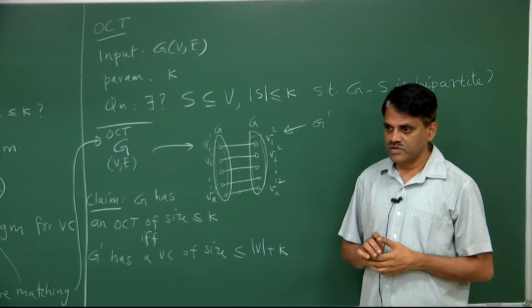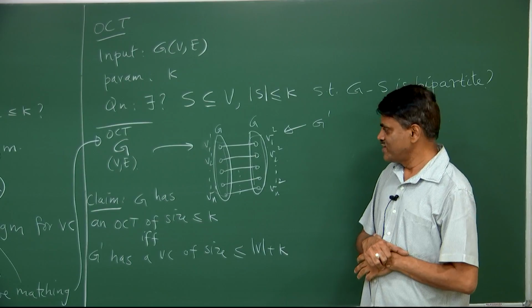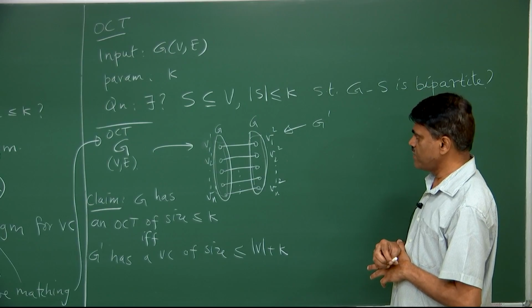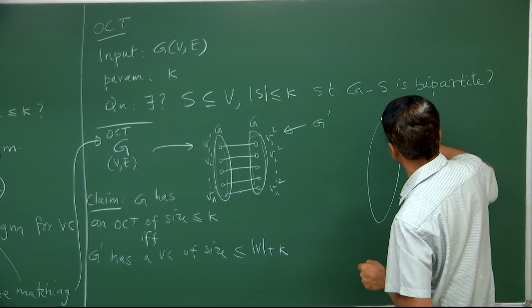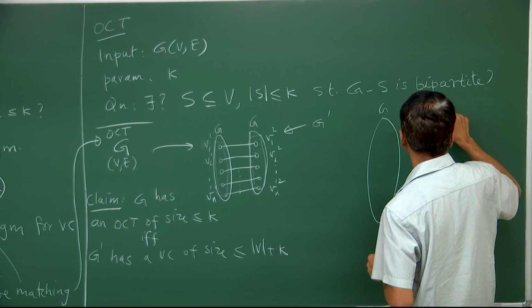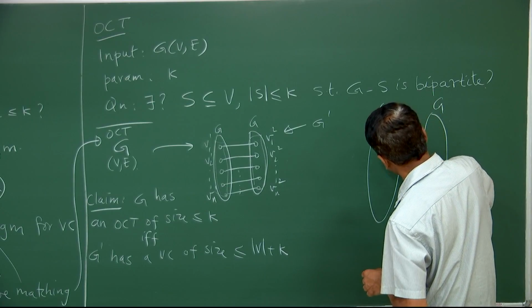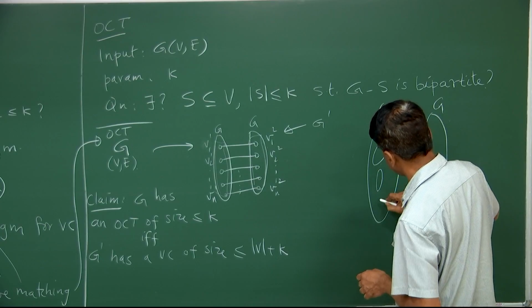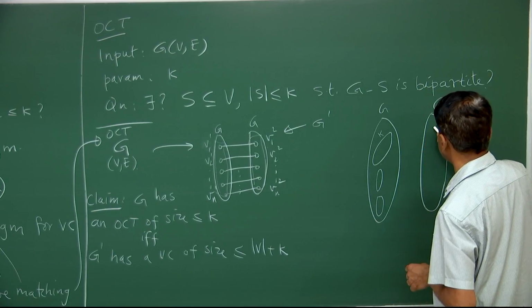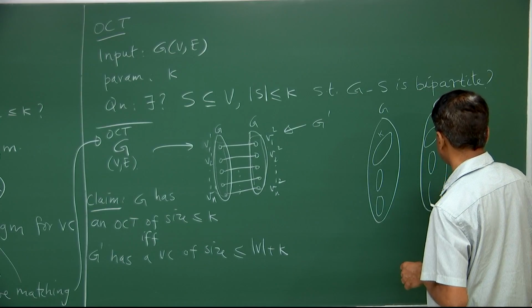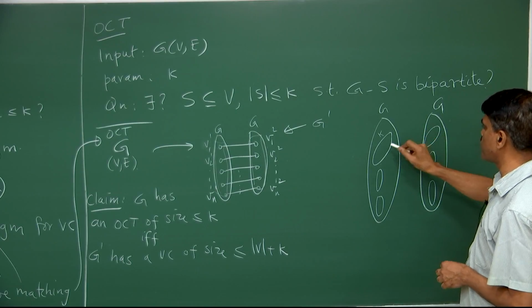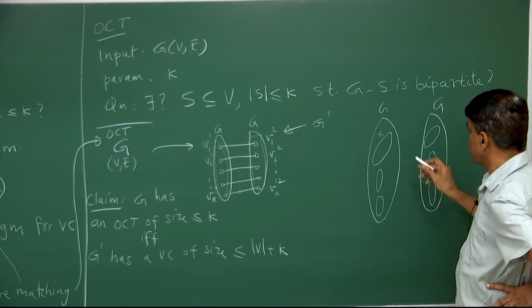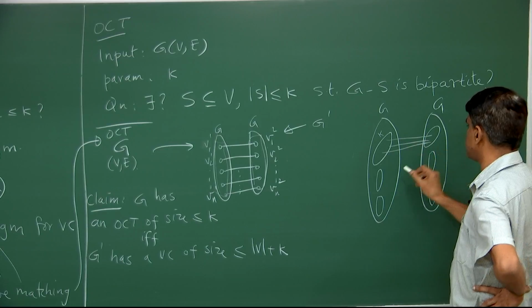Anyone tried the proof? You did? Okay, it's all fairly easy, right? So if you have an OCT of size k, then let's just look at this G, which means that there are some k vertices. If you remove them, the graph becomes bipartite, right? So this is the situation because this is the same copy. So I have k vertices. If you remove these k vertices, the graph becomes 2 independent sets, right? So there is a matching.